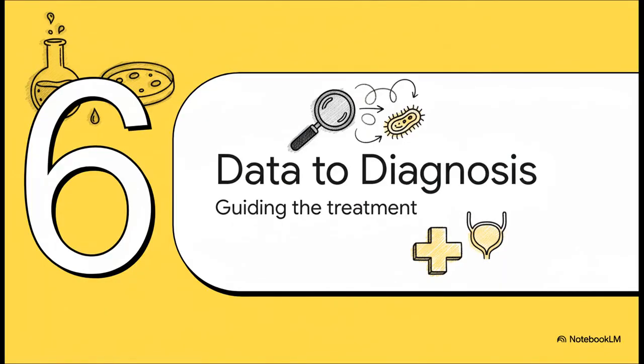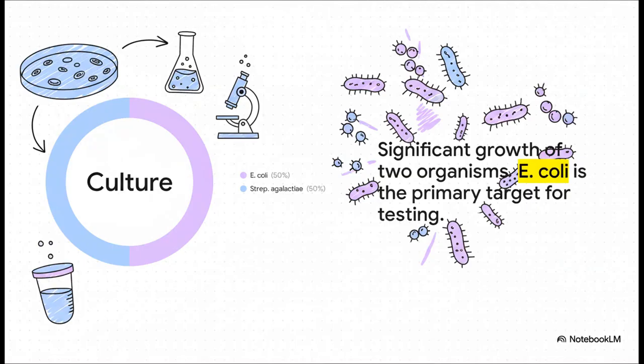But our job in the lab isn't quite finished yet. The urinalysis told us that there's an infection, but now we need the urine culture to tell us 2 more crucial things: exactly what bacteria is causing it, and most importantly, which antibiotics are going to kill it. And here are the culture results. We've got significant growth of 2 different organisms, E. coli and Streptococcus agalactiae. That count of over 100,000 colony-forming units per milliliter is the classic cutoff that defines a significant infection. Now, since E. coli is by far the most common cause of UTIs, it becomes our main target for antibiotic testing.